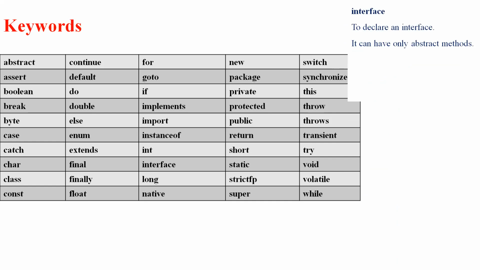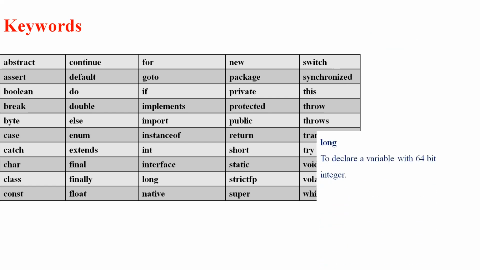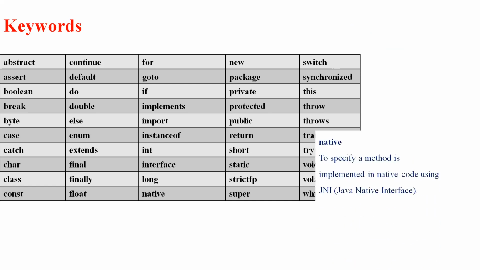Next we have an interface. By using this interface, we declare and define an interface which has only abstract methods. So by using this interface, we declare a special type of class that only contains abstract methods. Next we have long. This is a data type which can hold 64-bit integers. So it can store whole numbers of larger values.